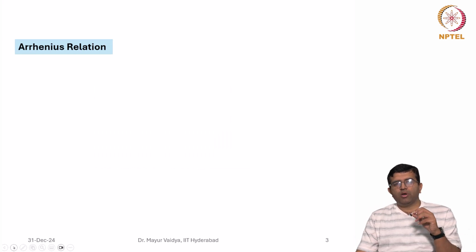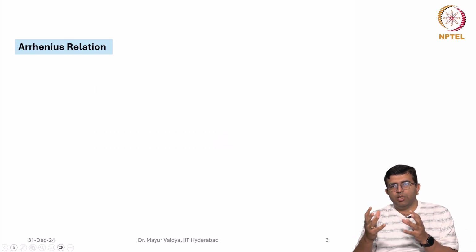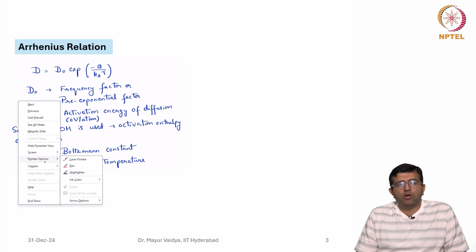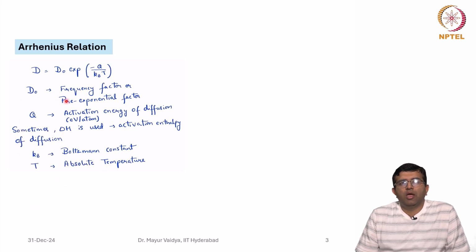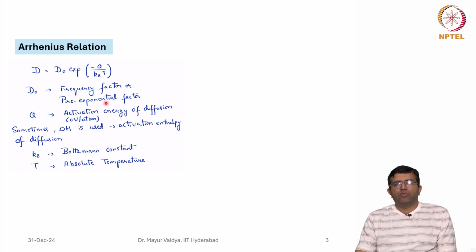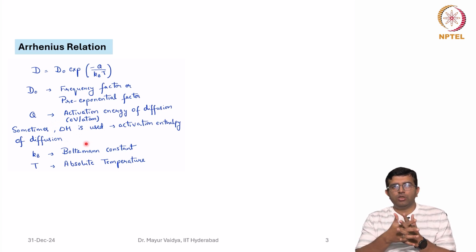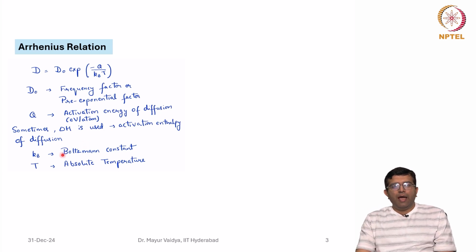Most of the diffusion coefficients in solids follow what is known as the Arrhenius relation, which we have seen: D = D0 exp(-Q/kBT), where D0 is the frequency factor, sometimes also known as the pre-exponential factor. Q is the activation energy of diffusion. If you write kBT, that means here it is expressed in eV per atom. Sometimes in some texts you will see delta H used, which is the activation enthalpy of diffusion. Instead of activation energy, people also use the term activation enthalpy. And kB is the Boltzmann constant, and T is the absolute temperature.